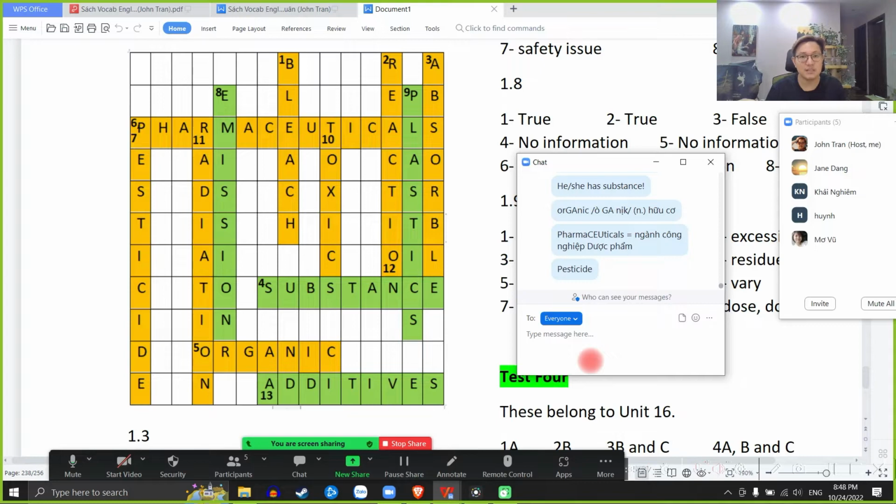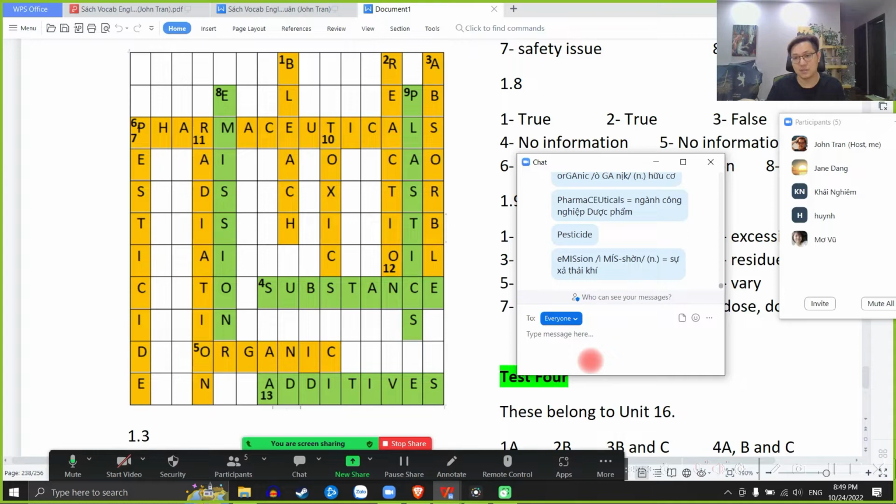Number 8, it's cái sự phóng thích ra một cái khí ga đó trong không khí. Nó chính là sự xả thải khí. Emission. It's emission. Sự xả thải khí.